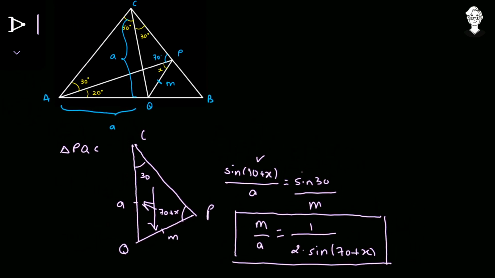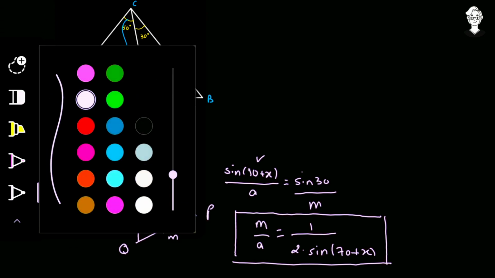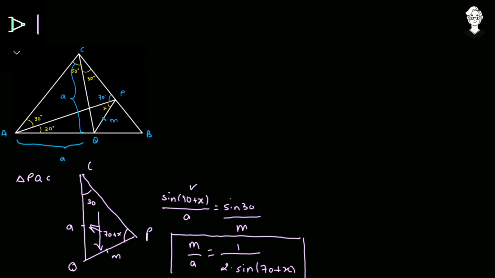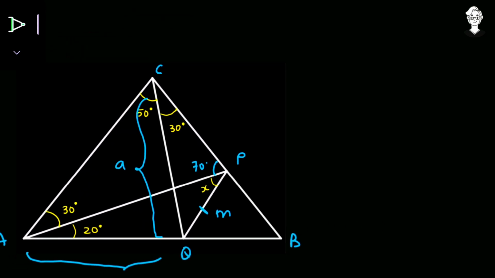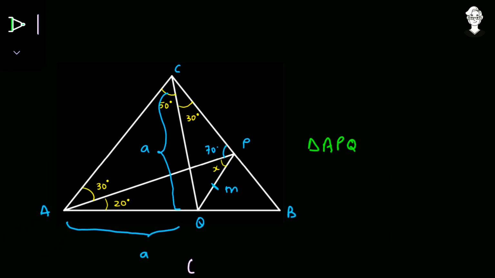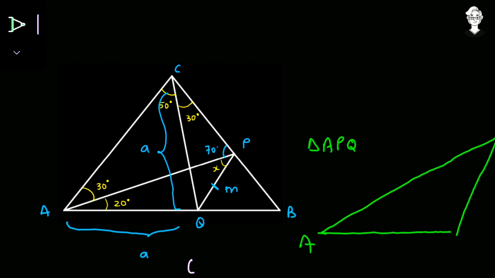Now we will do a similar thing in another triangle. Another triangle is APQ. So let us see that also. Changing the color to green, in this particular diagram, see the triangle APQ, which is A to P, P to Q, and this is the base. AQ has a length equal to A, Q has a length equal to M, this angle is equal to 20 degrees, and angle P is equal to X.